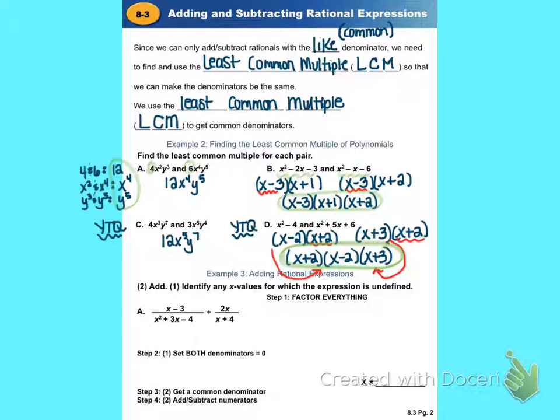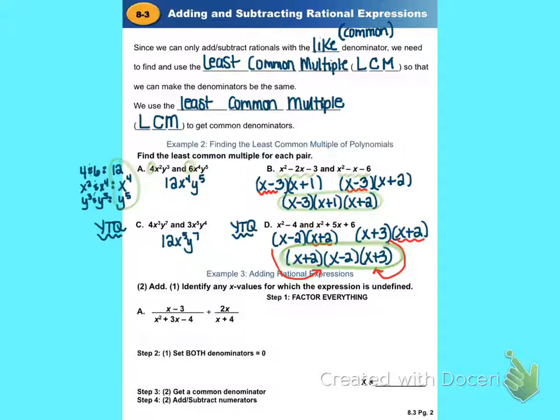So our least common multiple is x plus 2 times x minus 2 times x plus 3. Okay, so now that we know how to find a least common multiple, which really is what we mean when we say common denominator, let's see if we can add fractions that don't have a common denominator. So example 3 asks us to add rational expressions.